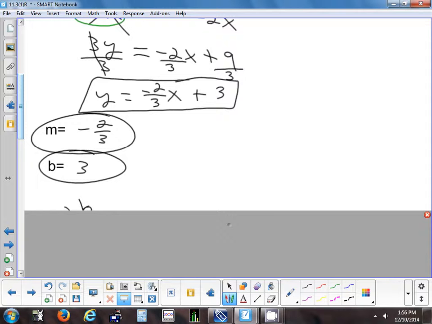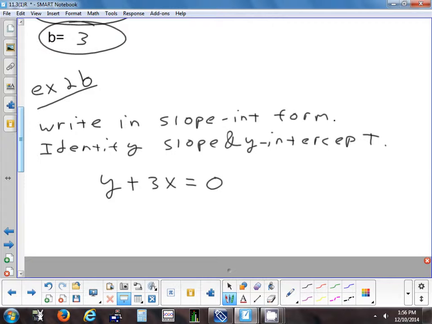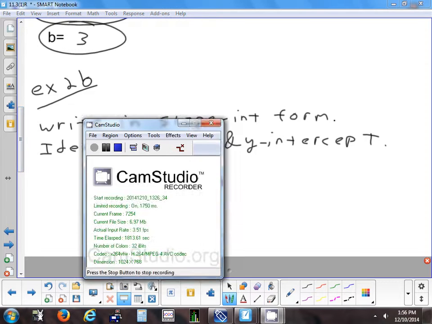So these are probably the toughest problems we do today, just getting y by itself. Okay, let's try this one. The directions say to write that in slope-intercept form. Is that equation in slope-intercept form? No. Why isn't it slope-intercept form? The y is not by itself. The x is on one side of that equation. You have to have y by itself.